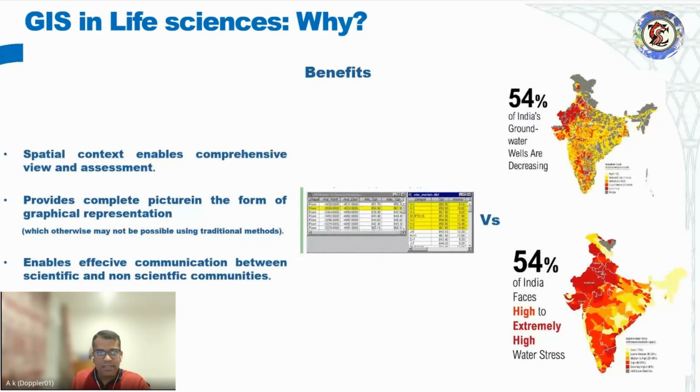Spatial context means that instead of a table, which gives you some level of information, on the right hand side you get the actual information, how the groundwater stress is happening across India. And that's where people will actually engage with you, not just common people, but also authorities that you want to work with or convince for some actions.